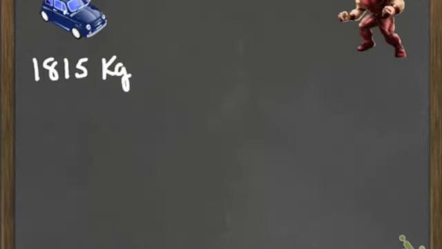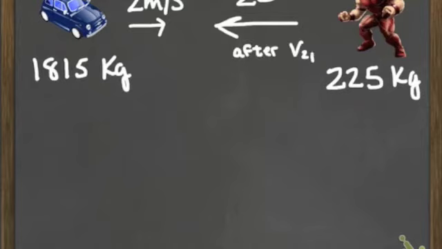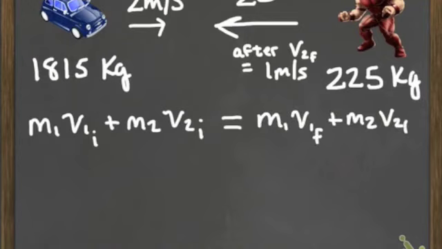So if I have the car again and the juggernaut again, and let's say the juggernaut's moving at 25 meters per second, and this time the car's moving at 2 meters per second. My question is, how fast is the car going afterwards if afterwards the juggernaut is going at 1 meter per second towards the left still? So now I'm going to use that full equation that we started with, and I'm going to plug everything in except the velocity of the car at the end.